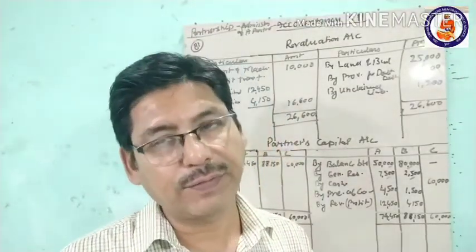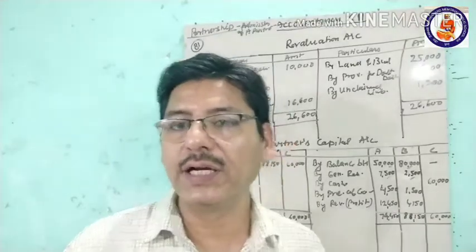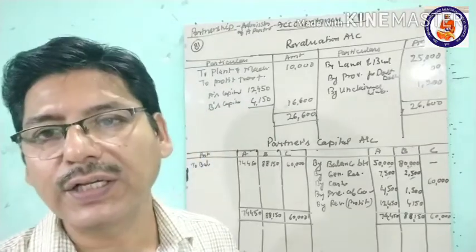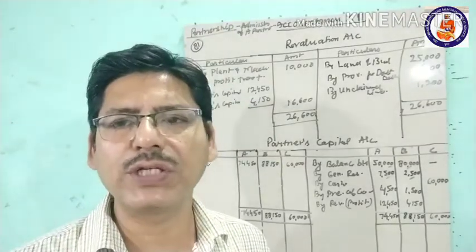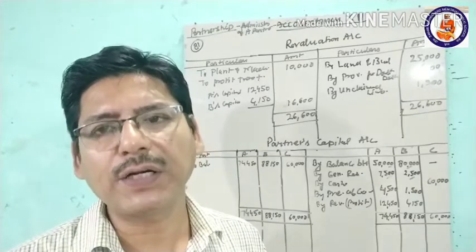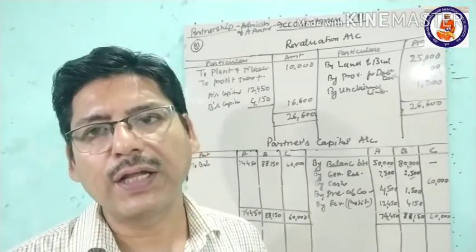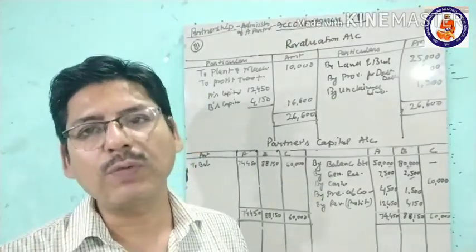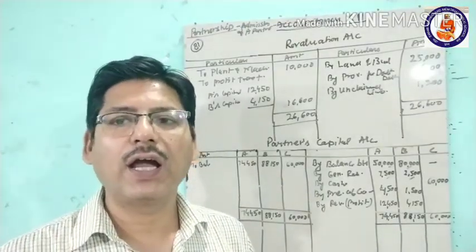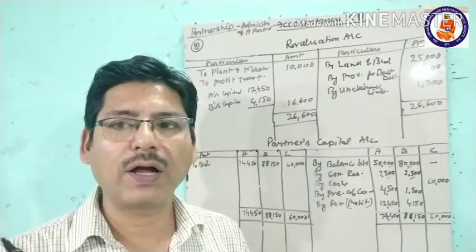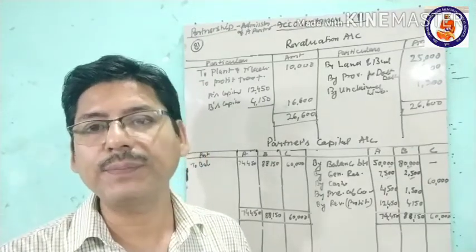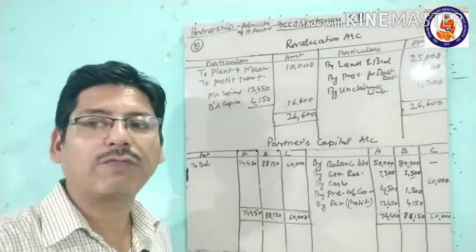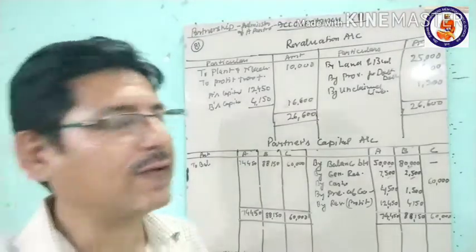Here, as we have already studied, when the new partner's share is given in the question and no other information is given on how much he is getting from which partner, and the old partners' profit sharing ratio is given, then the old partners' sacrificing ratio is the same as their old profit sharing ratio, that is 3:1. The old profit sharing ratio was 3:1, and that is the sacrificing ratio also.